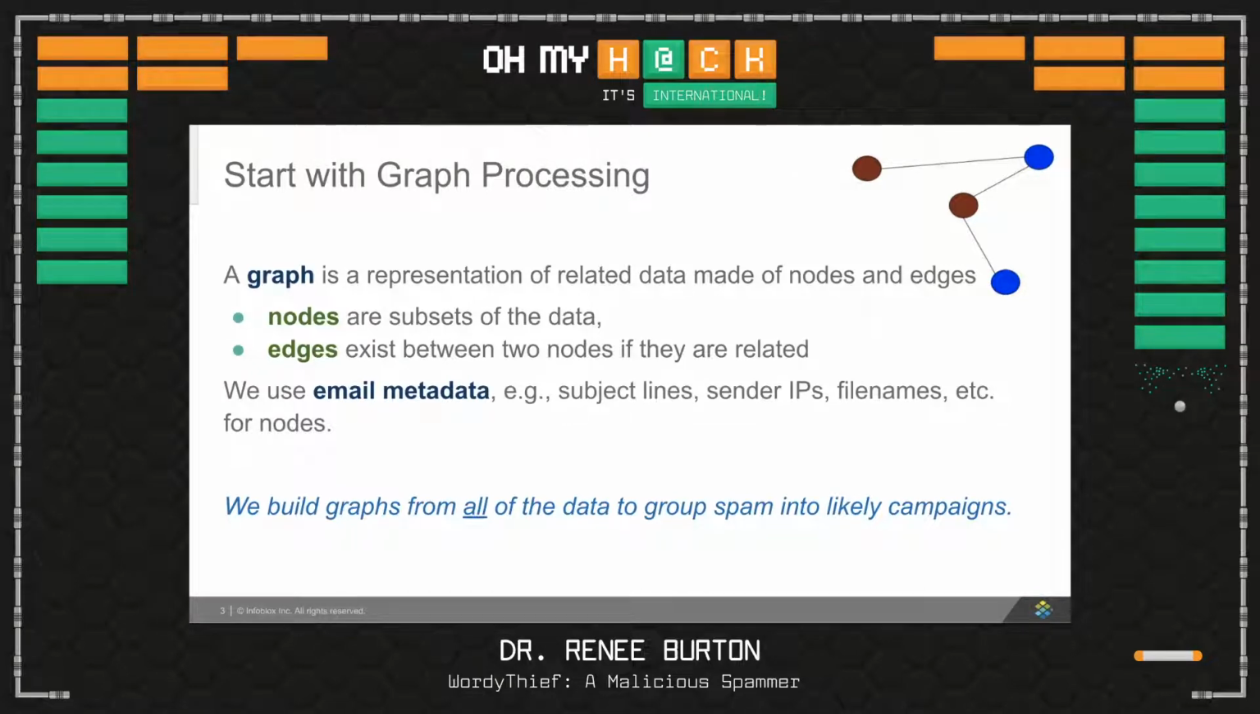So we're going to build a graph from all the data, and then we're using the graph to group the spam into likely campaigns. I'm going to show you a little bit how that looks, and then talk a little bit more about specific examples here.